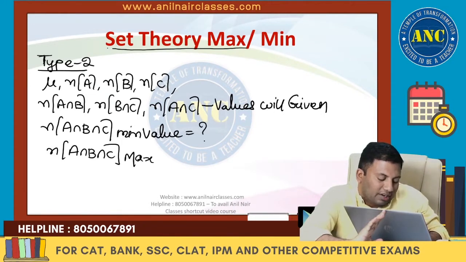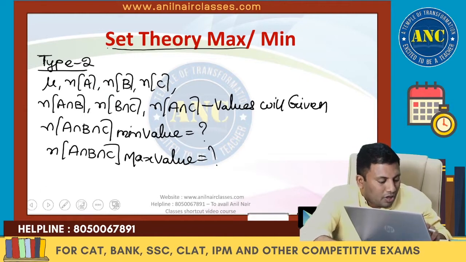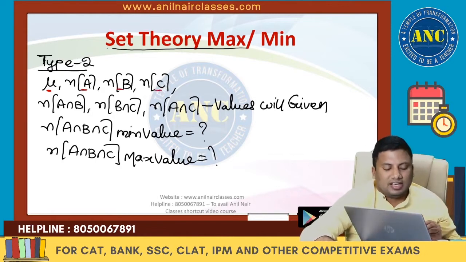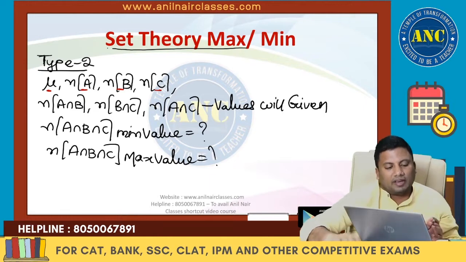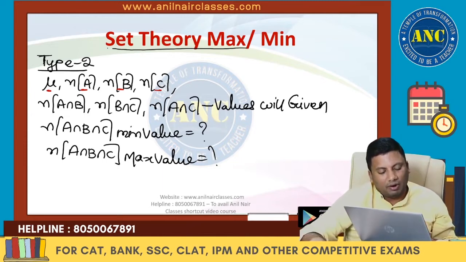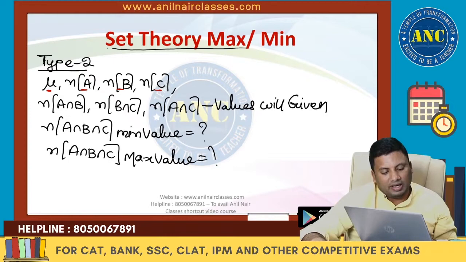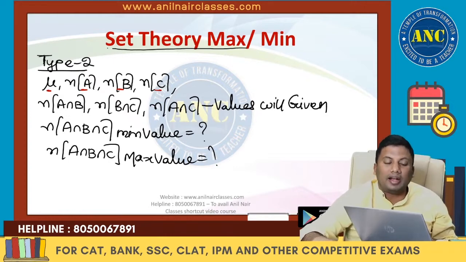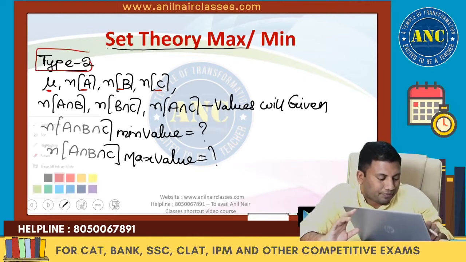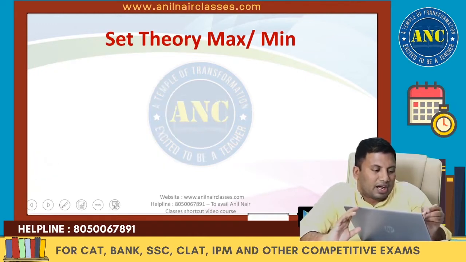What is the difference between type 1 and type 2? In type 1, only these values are given: mu, n of A, n of B, n of C, neither A, B nor C is 0. In type 2, mu given, n of A given, n of B given, n of C given, A intersection B, B intersection C, A intersection C given. We have to find A intersection B intersection C, minimum value and the maximum value. Type 2. First we will discuss the concept, then we will execute the concept.